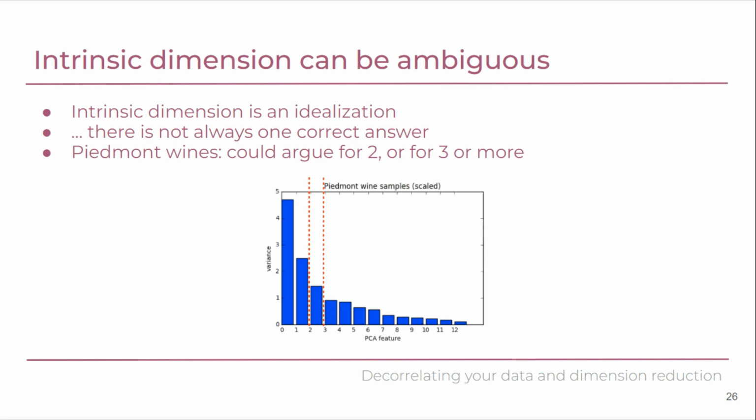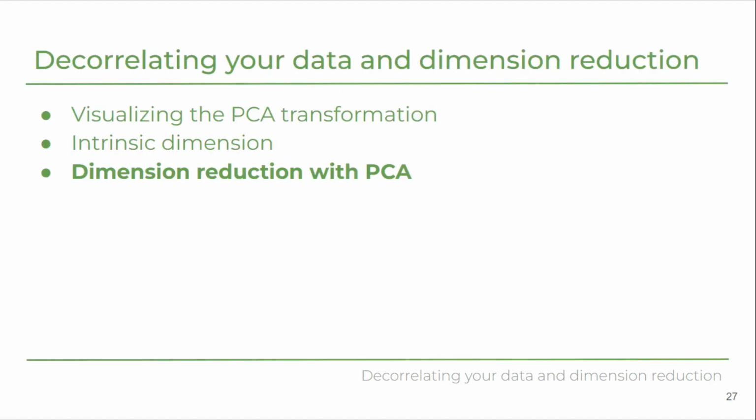The intrinsic dimension is a useful idea that helps to guide dimension reduction. However, it is not always unambiguous. Here is a graph of the variances of the PCA features for the wine dataset. We could argue for an intrinsic dimension of 2, of 3, or even more, depending upon the threshold you chose. Let's move on to dimension reduction with PCA now.